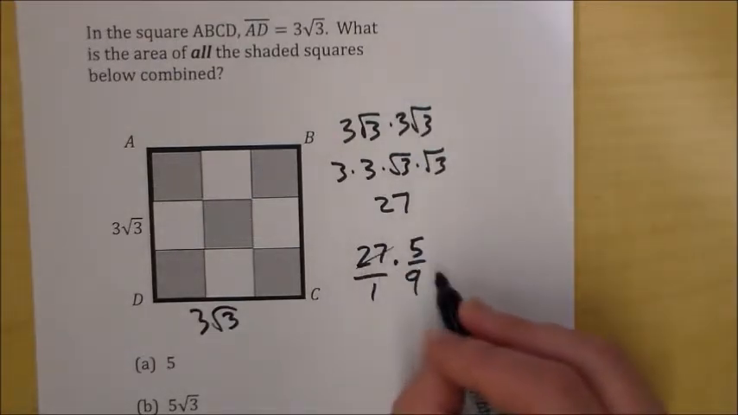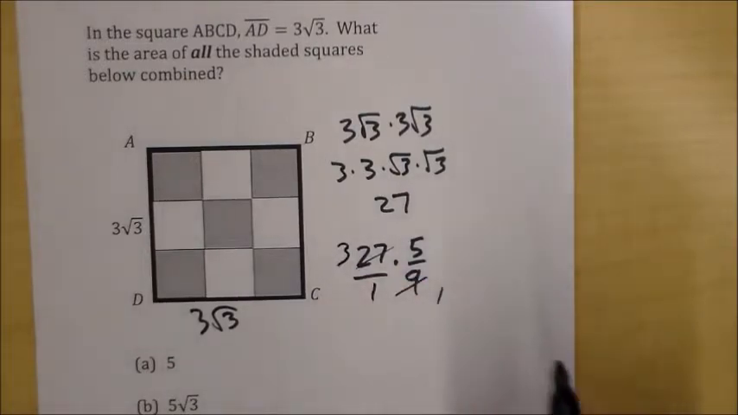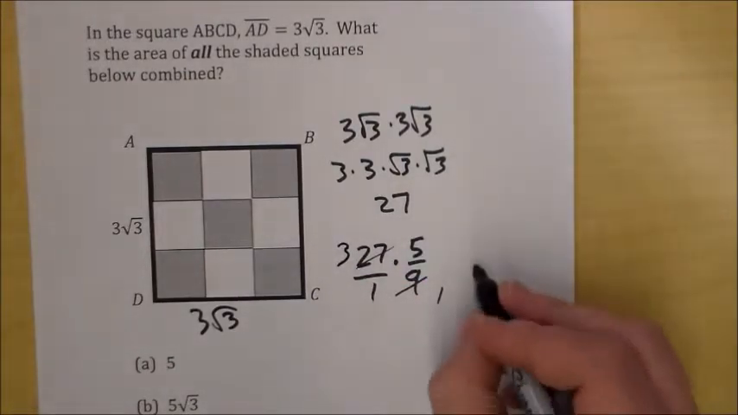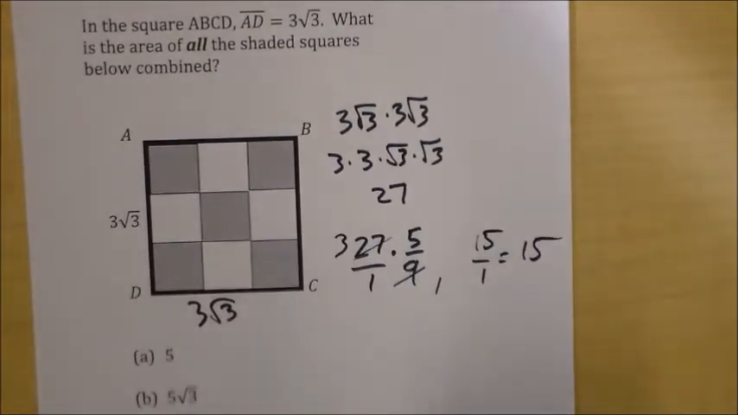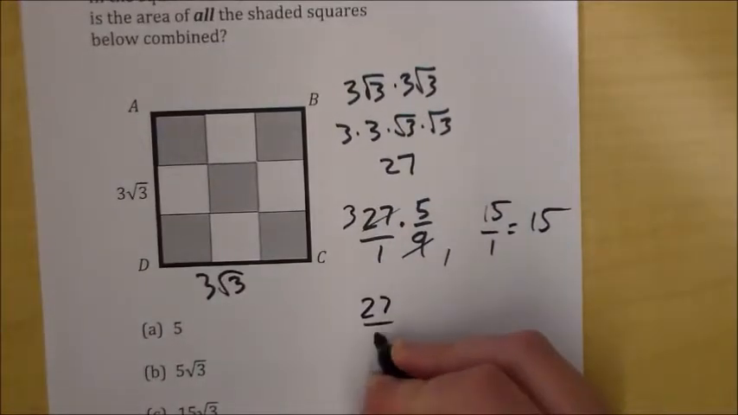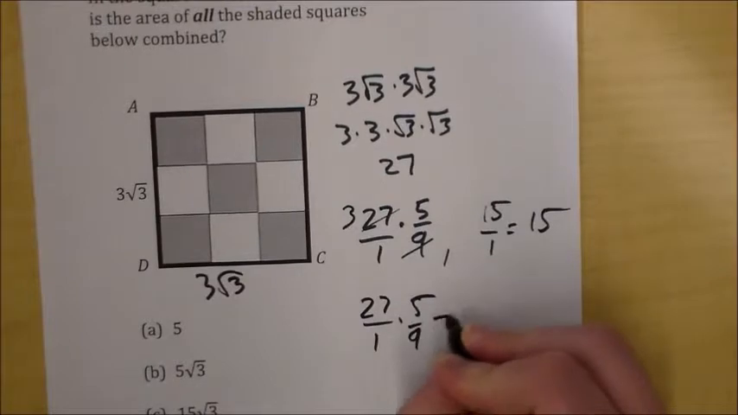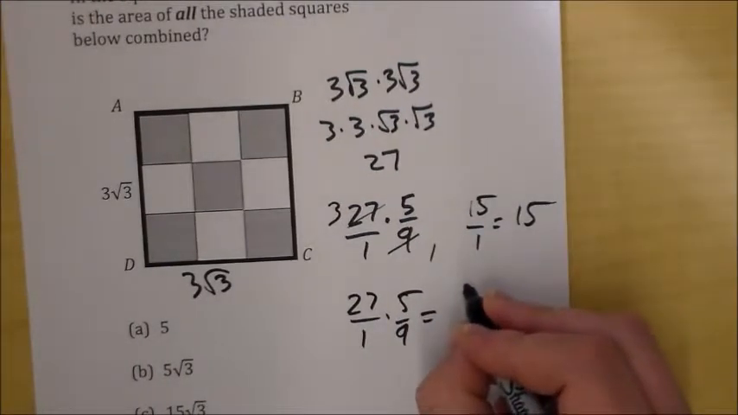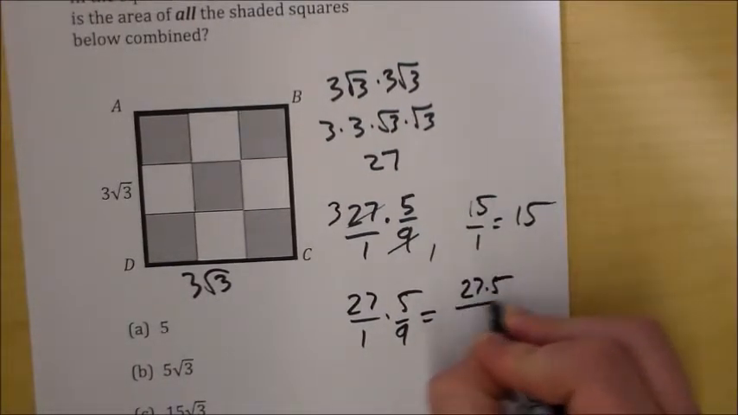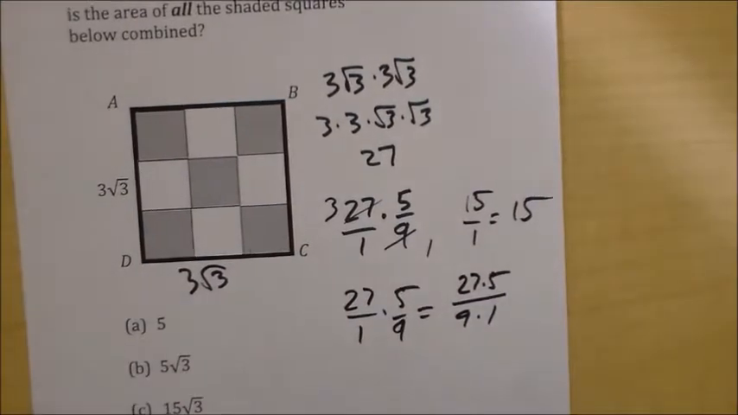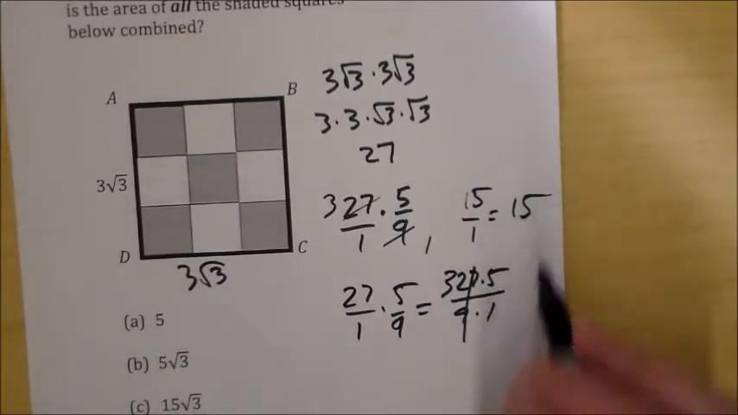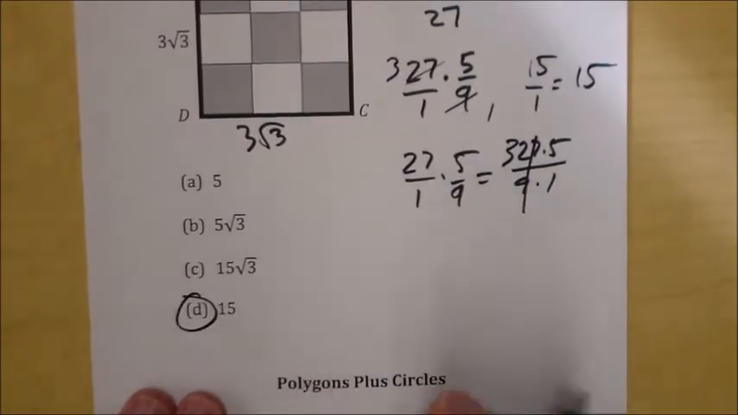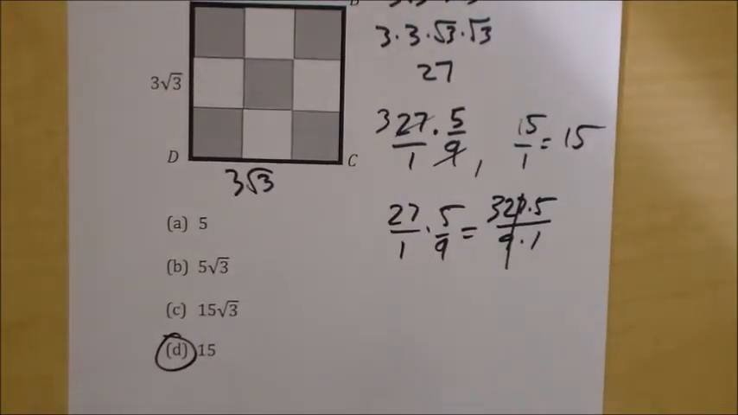So we can say this turns into 3 over 1, right? And you get 15 over 1, which equals 15. Right? Because you get 27 over 1 times 5 over 9, you can think of it as 27 times 5 over 9 times 1, because of the commutative property. And then this reduces to 3. 3 times 5 is 15. That's our answer. We're good to go.